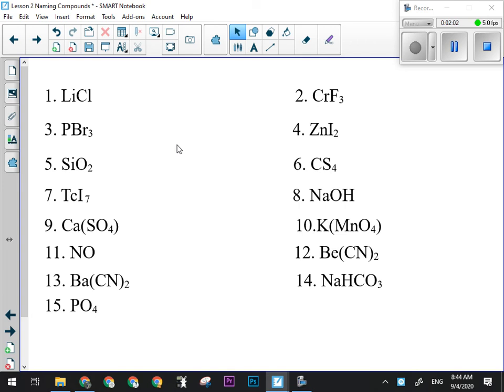Okay, give these ones a try, and then I'll walk through a few at a time as we go along, just to see how we're doing. So for number 1, we'll write the metal out because it's ionic, and then the nonmetal ending in ide. Do I need anything else on that one? No, lithium doesn't need Roman numerals because it only has one possible charge.